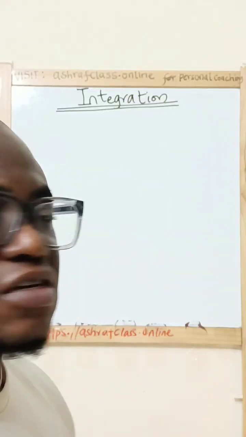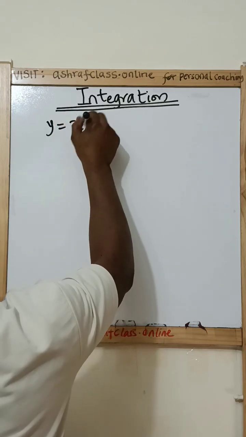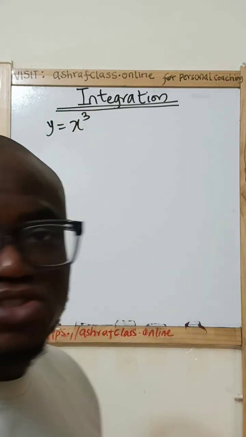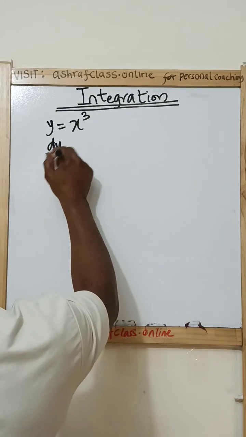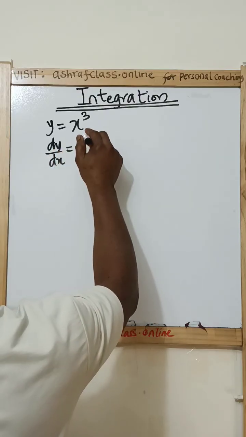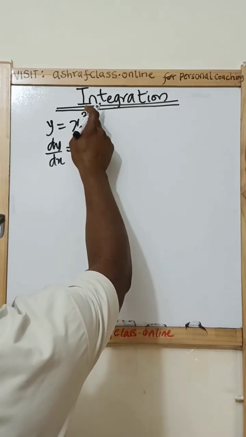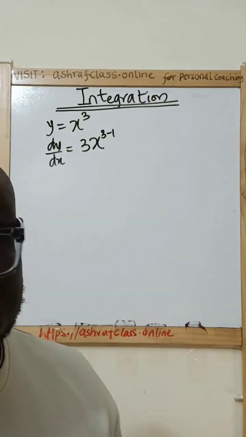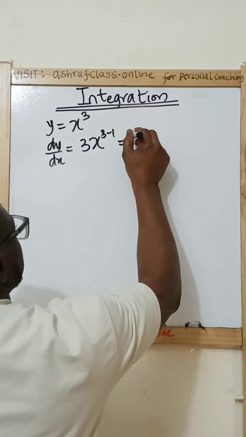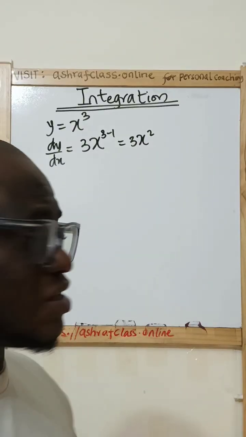Okay, so if for instance we have y equals x cubed and we differentiate this function, what do we do? The dy/dx from here is going to be 3 times x to the power 3 minus 1. That is what we do, and we'll get 3x squared. That's what we do to get this.